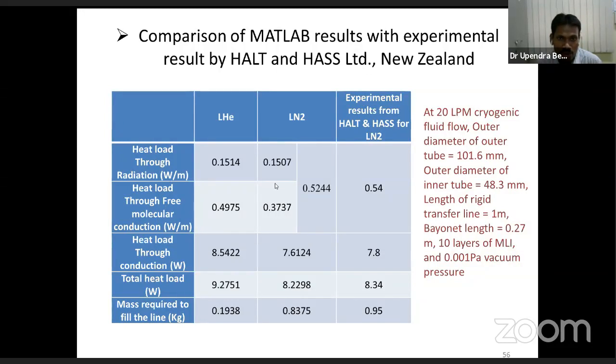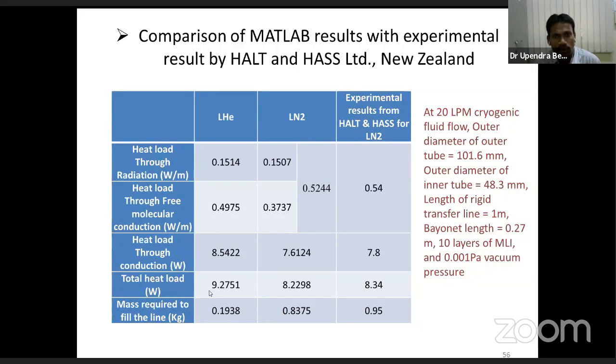When you combine these two, it comes to around 0.5244 watt per meter, and the published data is 0.54 watt per meter length of the transfer line, with a Bellows length of 0.7 meter. So we have maintained the same conditions, and our values are nearly equal to the published data, indicating that the calculations we have done through MATLAB are quite good and match well with the published data.